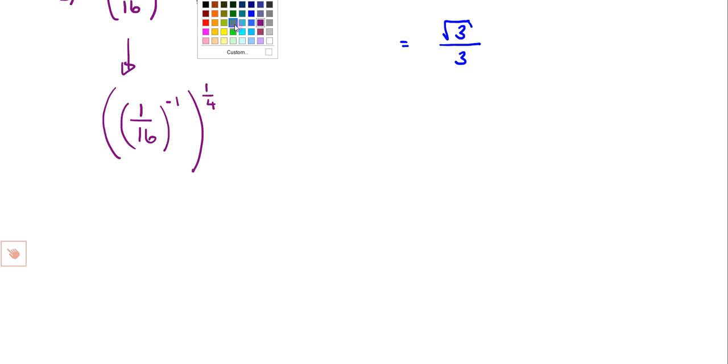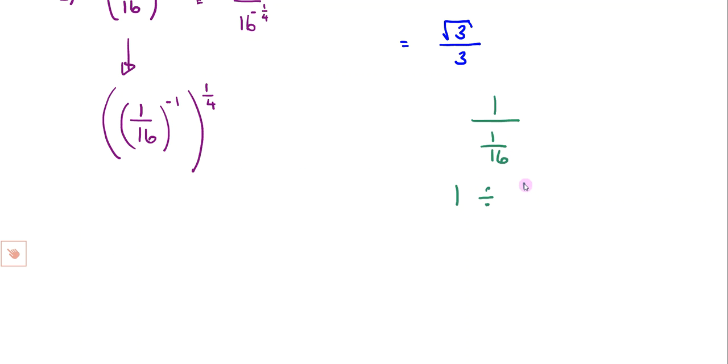I'm going to change my colour just so you know. What is 1 divided by, or 1 over 1/16? Well, that's messy, so let's rewrite. What does 1 divided by sometimes look like? 1 divided by 1/16. Yeah? Got that? It's just 1 multiplied by 16.